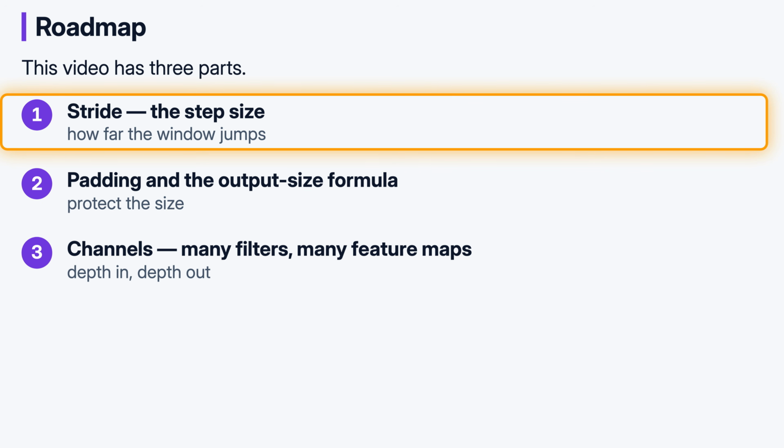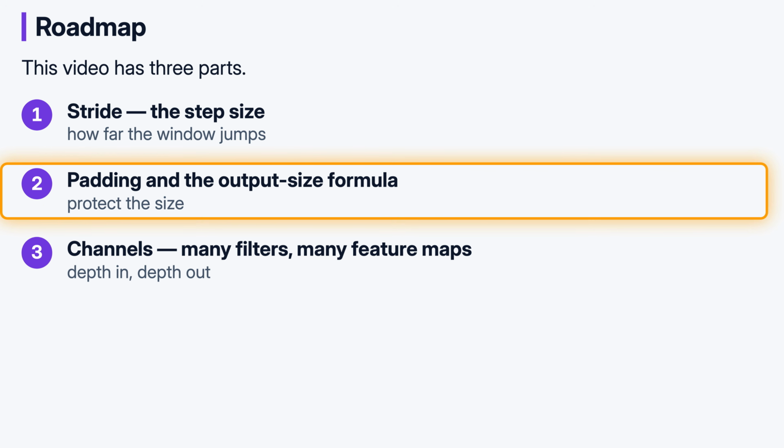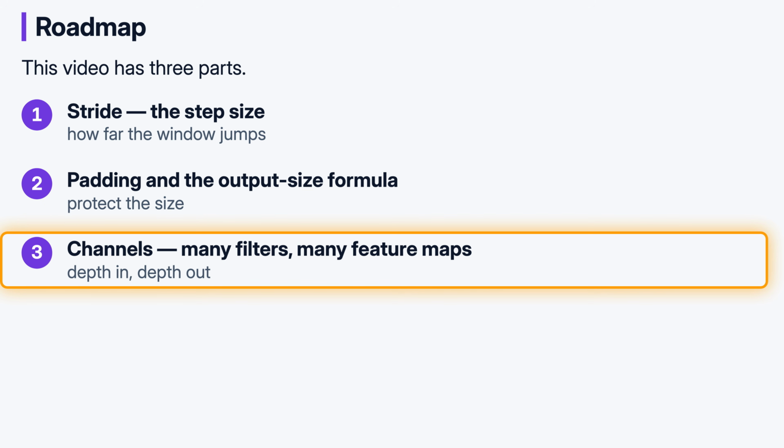This video has three parts. First, stride, how far the window jumps each step. Second, padding, and a simple formula for the output size. Third, channels, many filters that make many feature maps. Each setting changes the output shape in its own way, and one formula ties stride and padding together.